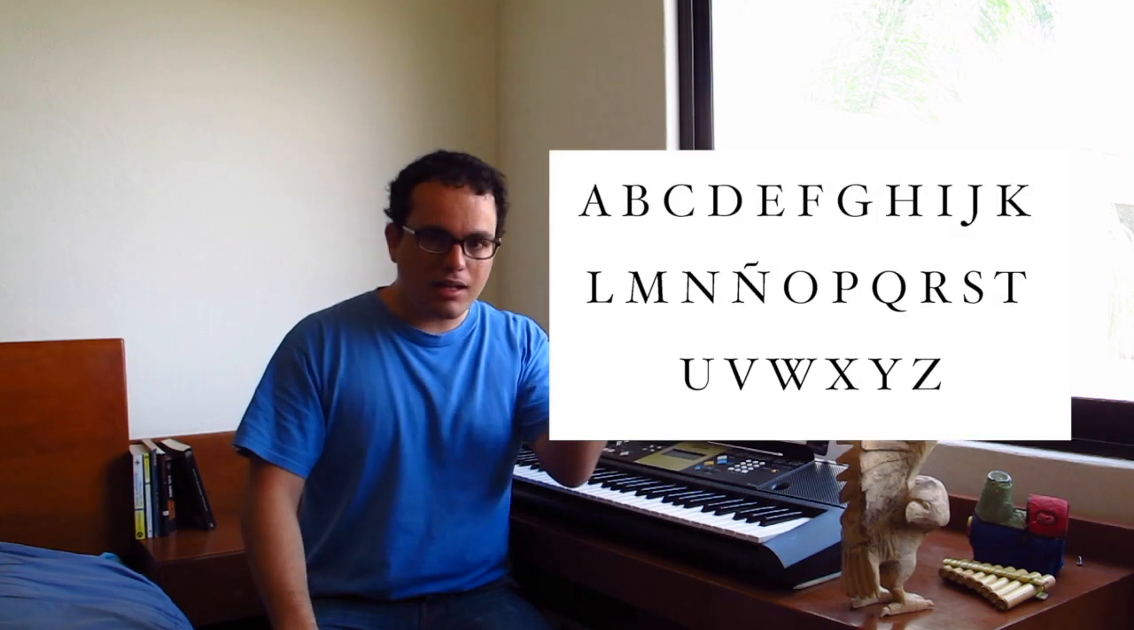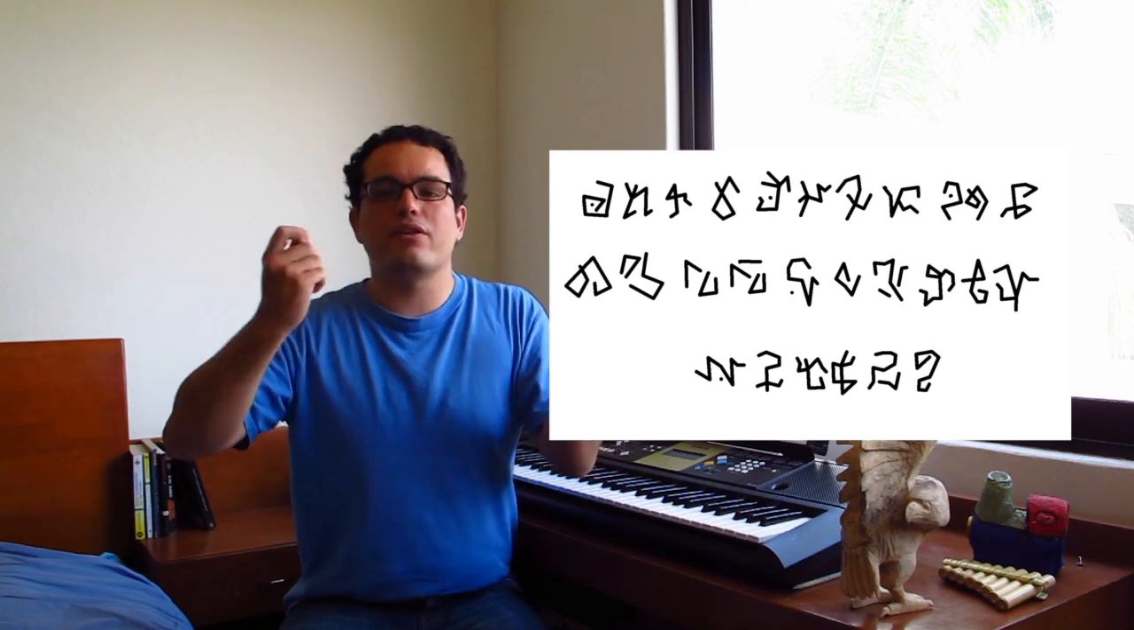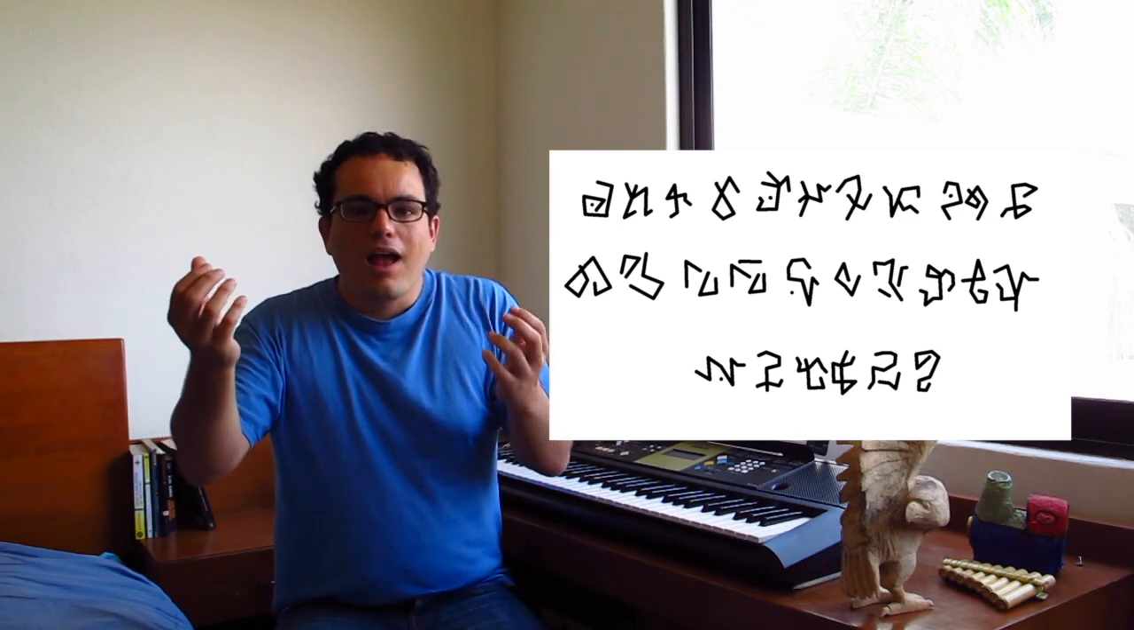I wanted to create my own secret code, and the idea was really simple. I would just take the alphabet, and then I would replace each letter by some new letter that I would invent. But then something funny started to happen. I enjoyed the process of creating these new letters more than actually using my secret code.